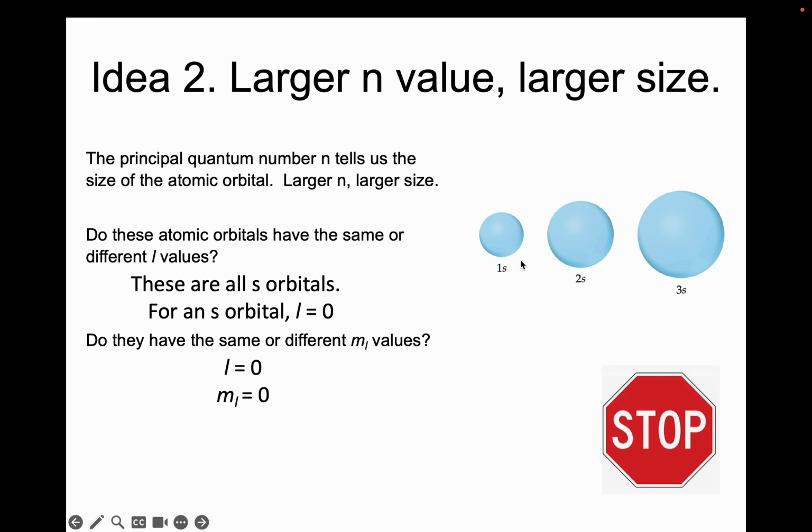As I look at this, these are all s orbitals. For an s orbital, L equals 0, so they all have the same L value. How about the same or different m sub L values? Every s orbital has L equals 0, m sub L equals 0, so those are also the same. The feature that's different would be their principal quantum number, the n value.